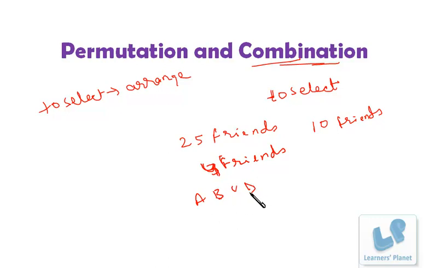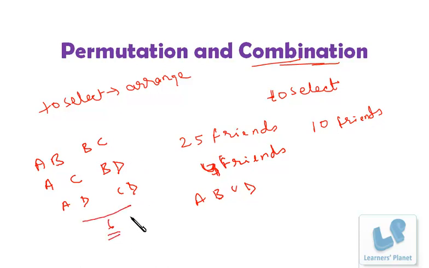Now what will be the combinations? AB, AC, AD, BC, BD, CD. So I got all the combinations. I can take AB, AC, then AD, then BC, then BD and CD. So in all I have 6 combinations of 2 friends, right? So I can take any combination.